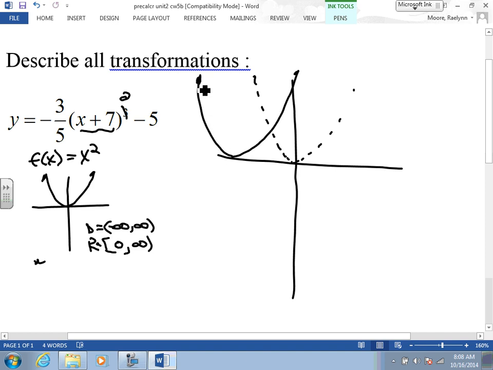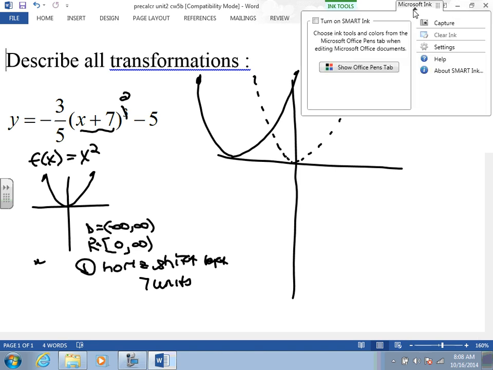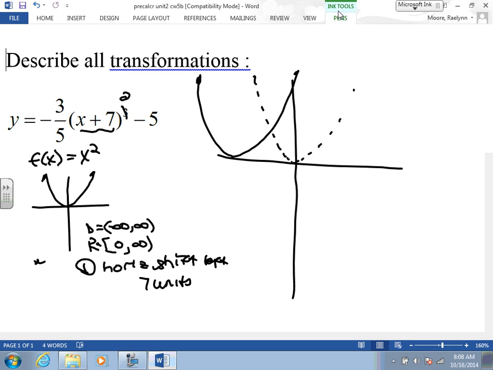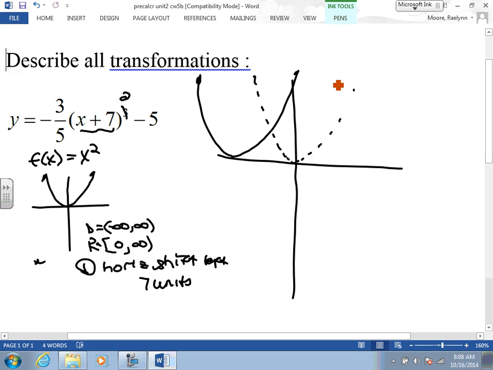Okay. This shifts me, and I want to keep track of my transformations. I have a horizontal shift, and you have to use the right words. Left 7 units. Okay? What's the next thing I'm going to do?